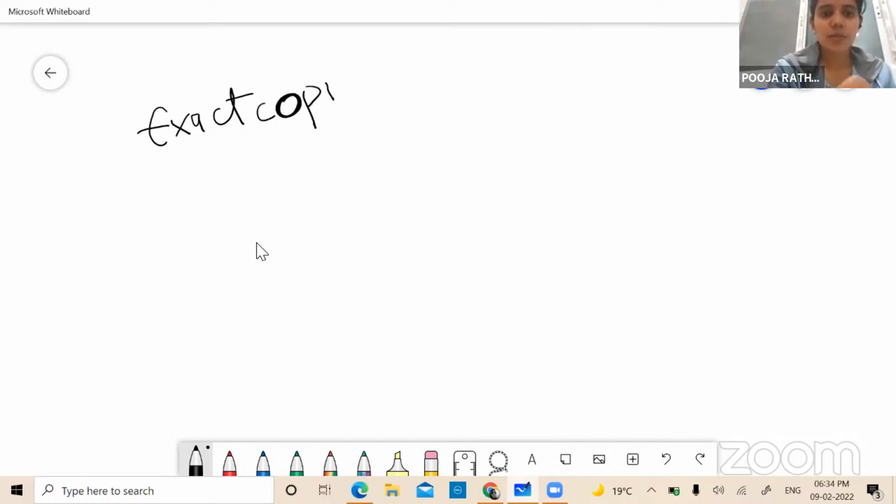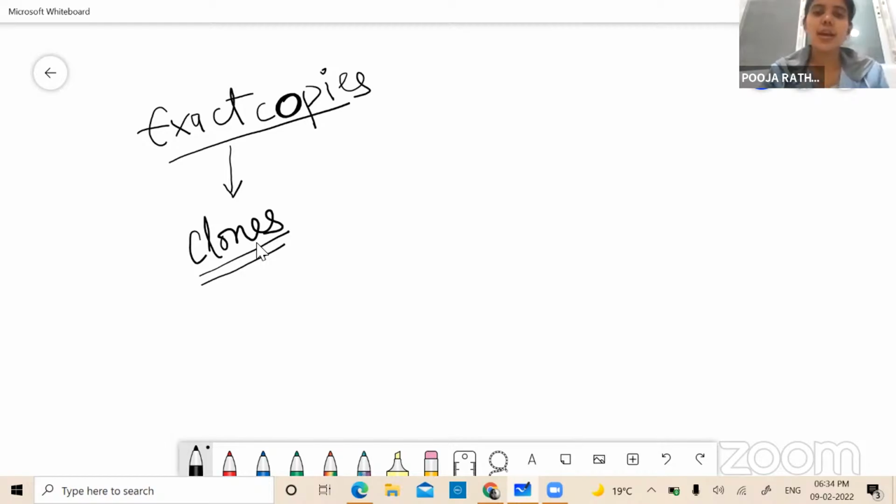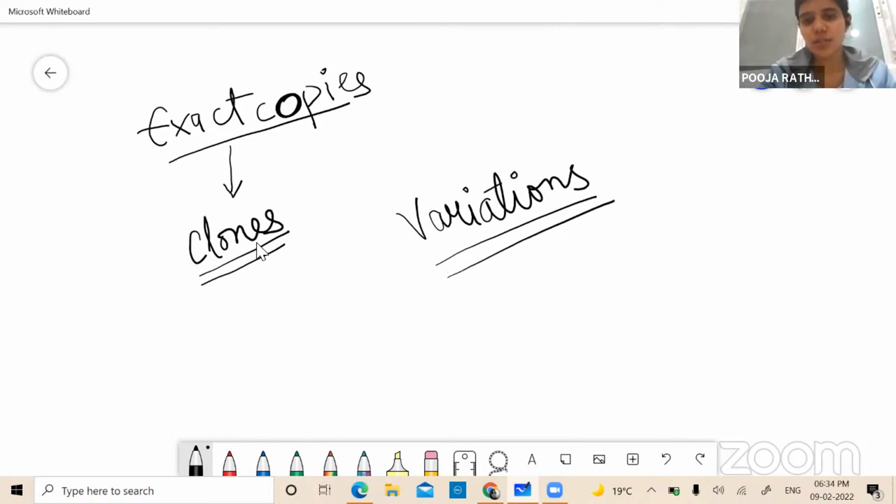Yes, many of the organisms give their own exact copies, and these exact copies are called clones. They give exact copies mostly only when a single parent is involved. And they give variations when more than one parent is involved.